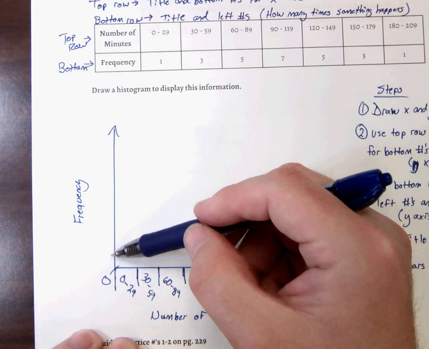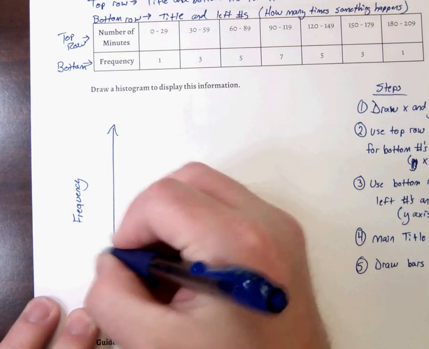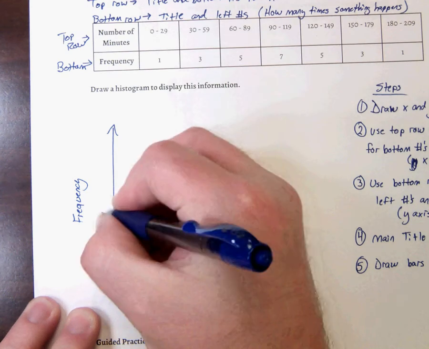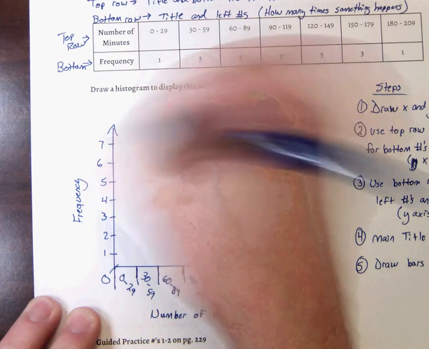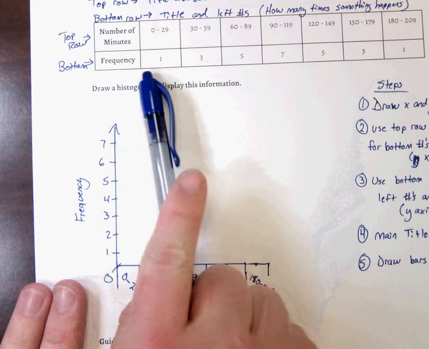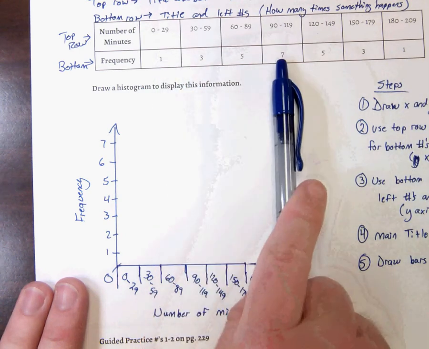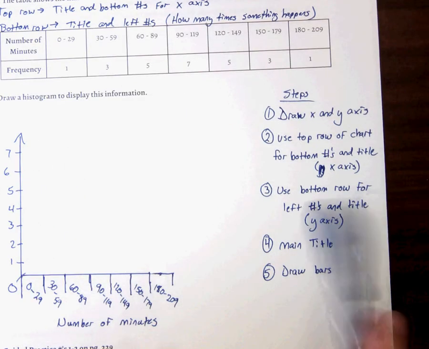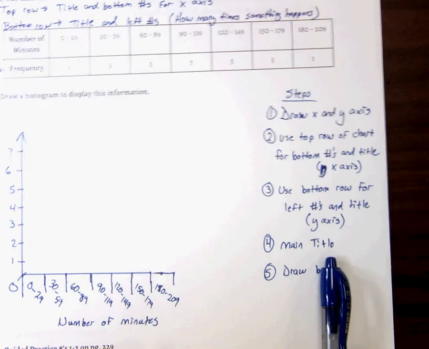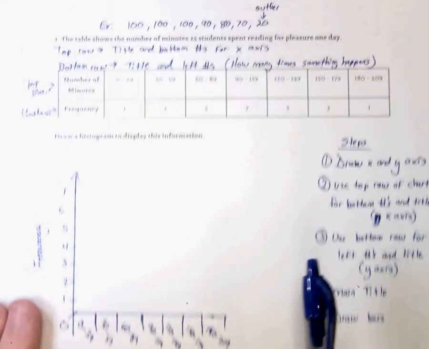Next, I have my bottom row title and my numbers. Now I need a main title. So what is this information going to be about? Well, it is about the number of minutes 25 students spent reading. So number of minutes students spend reading.